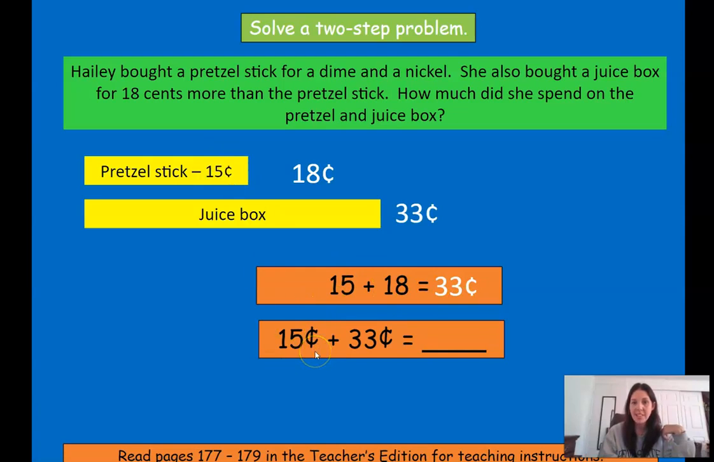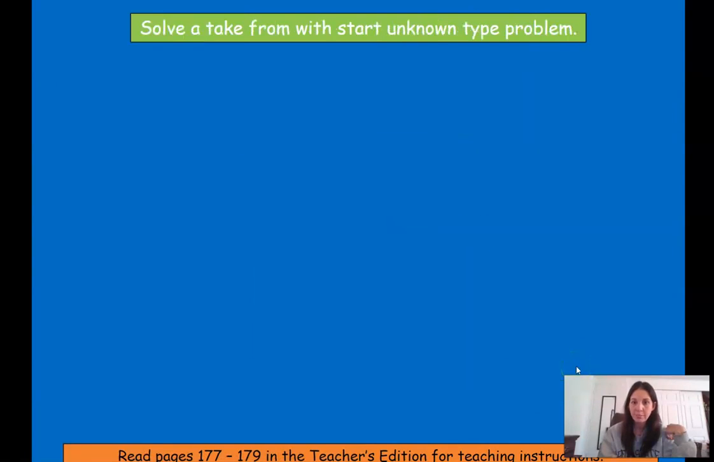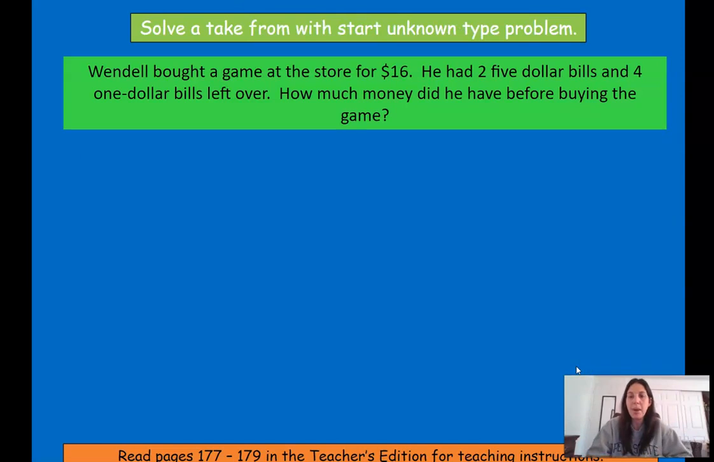So 15 cents for the pretzel plus 33 cents for the juice box gives us 48 cents. Whew, that was a lot of work. Did you guys keep up with me? And then here's our sentence. Haley spent 48 cents on the juice box and pretzel. Remember, you always use part of the question to write your response. Show your answer.